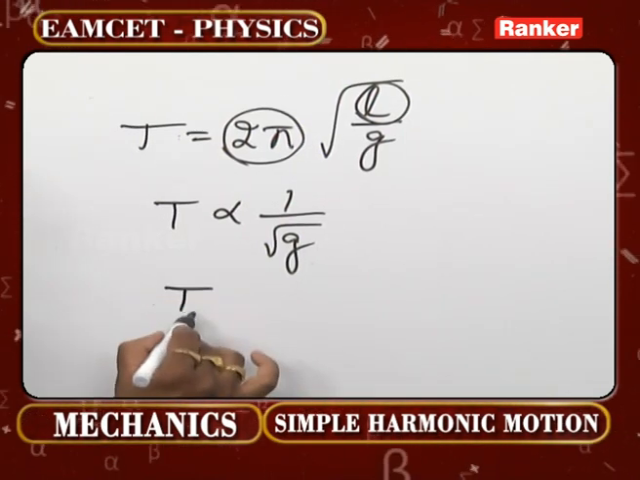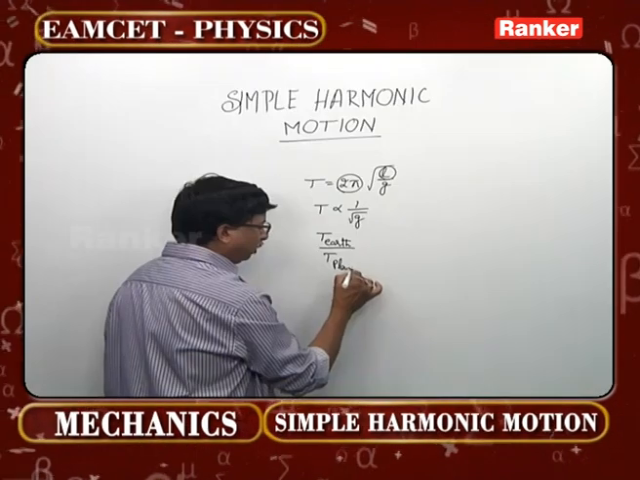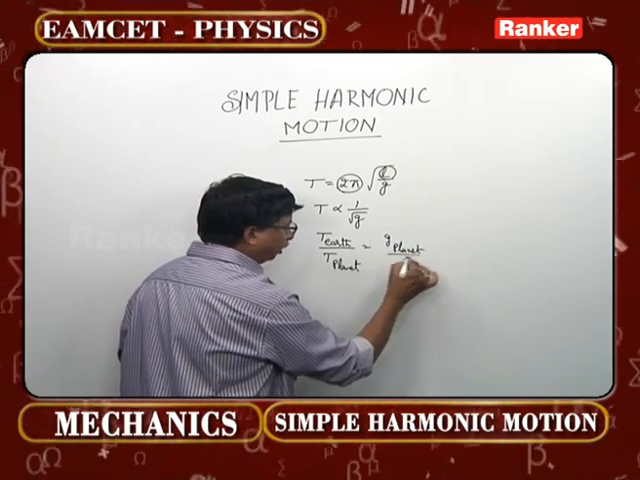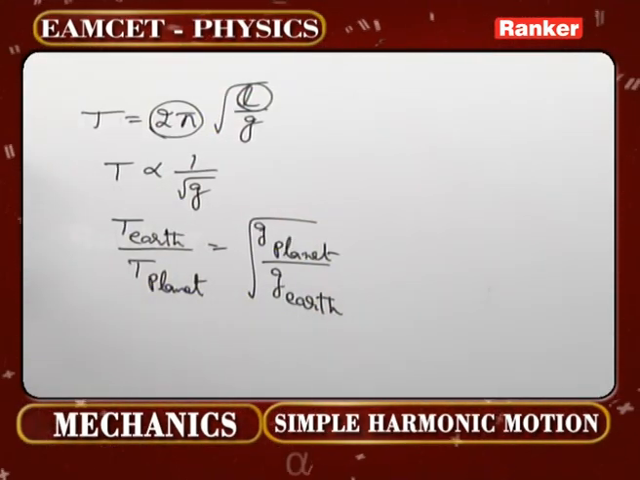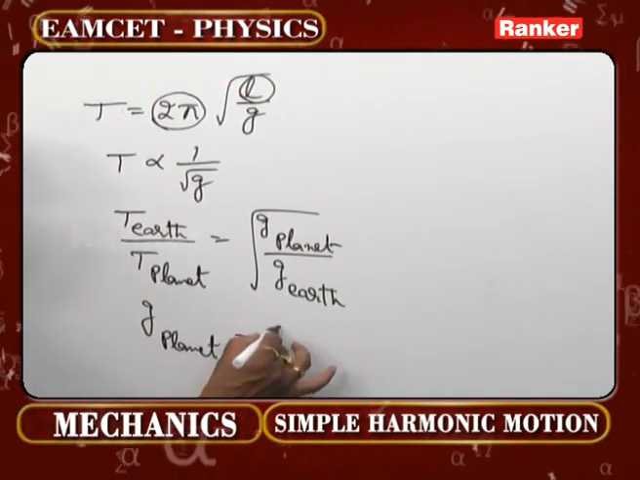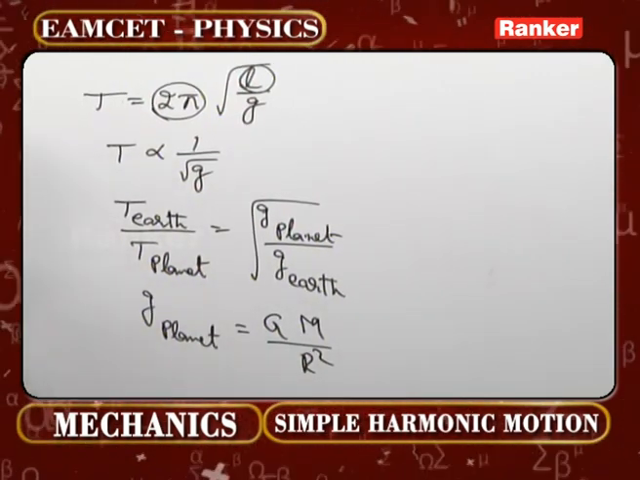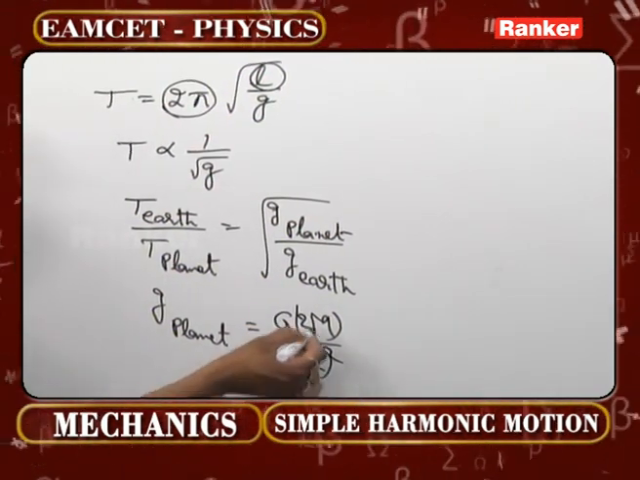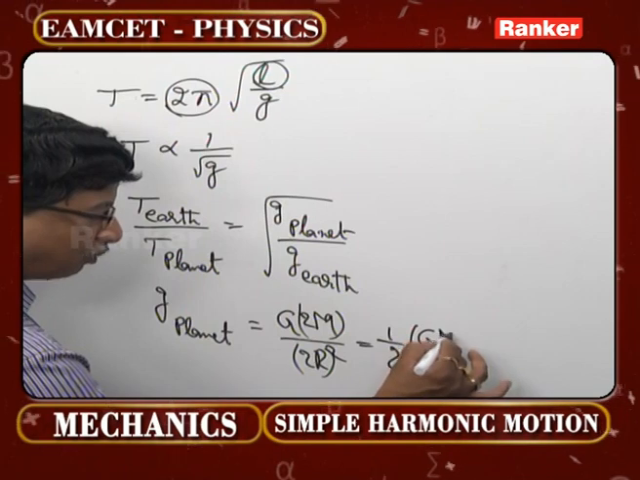Now you can write T on Earth divided by T on planet. This of course you can write this way: g on the planet divided by g on Earth, under root. Directly you can write it like this. This is the concept. But what exactly is the value of g on the planet? In fact, the g value you all know, GM by r square in brief. But according to the given problem, mass is doubled and radius also is doubled. Then what happens? This becomes 4, and 2 by 4 means it becomes half. So half of GM by r square you will get.